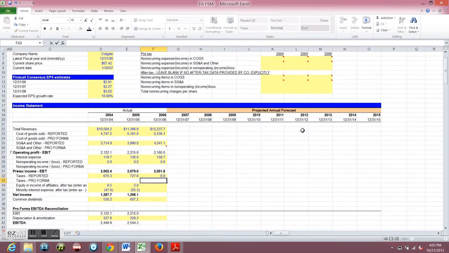648.4. Okay, and equity and income affiliates after tax.